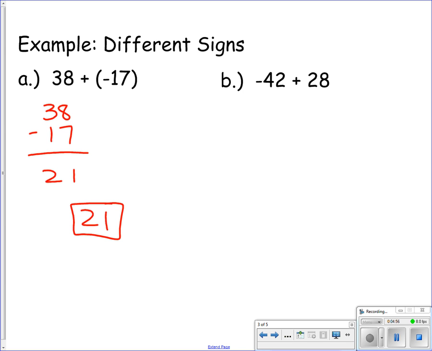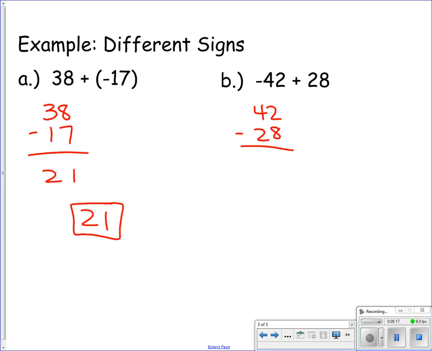Okay, in example B, I have negative 42 plus 28. So again, negative 42 is a negative number, and 28 is a positive number. So what I'm going to do is subtract the two numbers. I'm going to take 42 minus 28. I'm ignoring the negative sign for now. I'm just subtracting the two numbers.